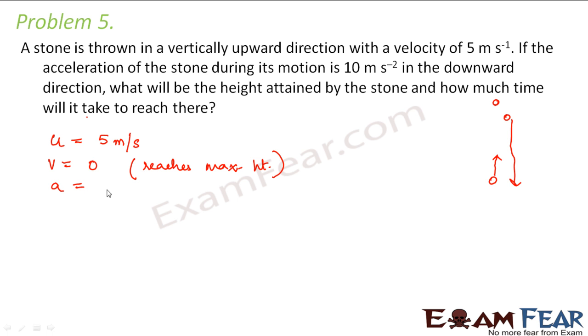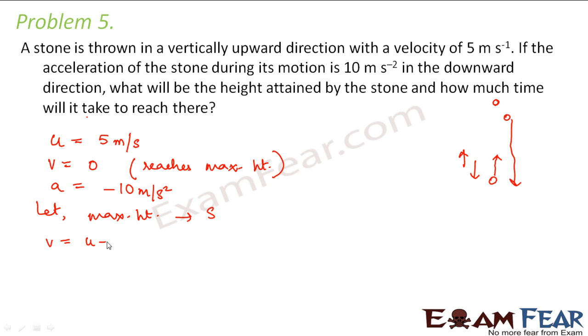Right? And what is the acceleration? Acceleration is 10 meters per second square. Now since the stone is moving in the upward direction, but the acceleration due to gravity is in the downward direction, therefore this acceleration would be negative. Now let us suppose that the maximum height is denoted by s.